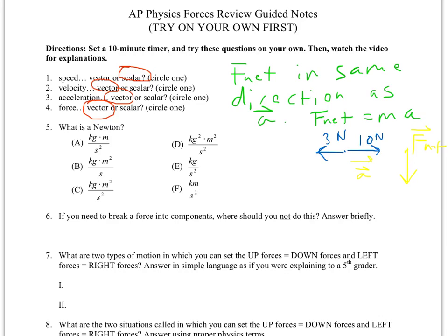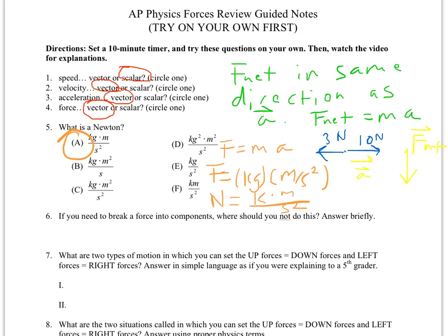Next problem, what is a newton? Well, a newton is a measure of force, and force comes from F equals mass times acceleration. So if we do this by units, mass is kilograms, acceleration is meters per second squared. So a newton, the unit for force, would be kilogram times meters divided by seconds squared, which is answer A, kilogram meter per second squared.